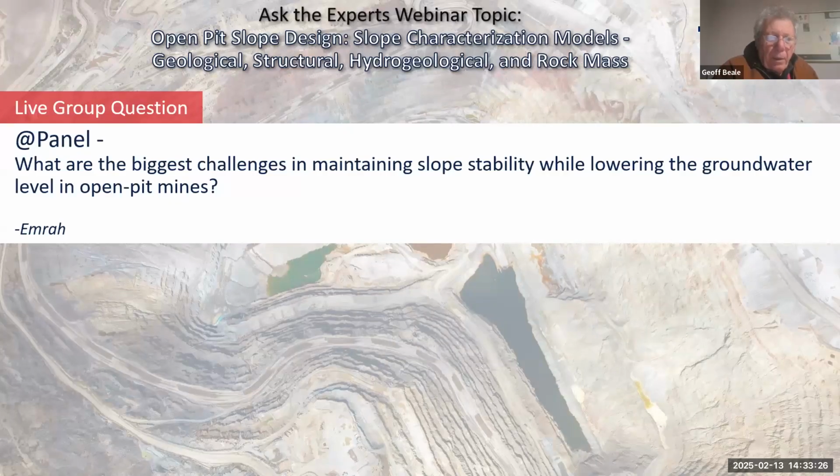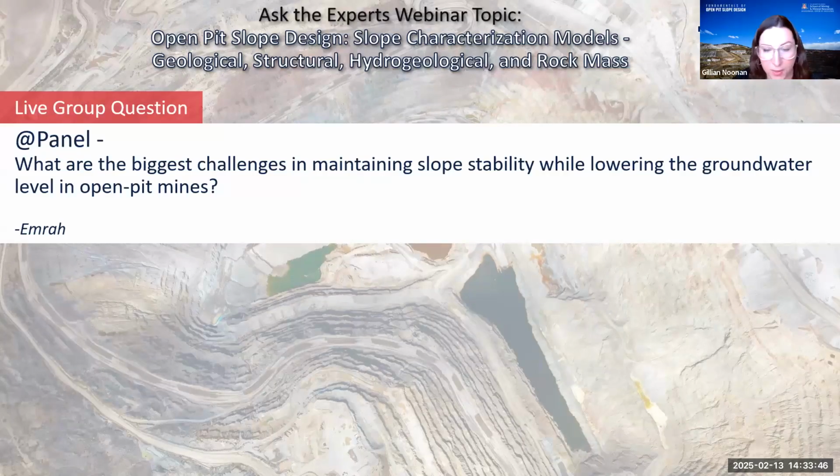So yeah, it's a contrast between the permeable units and the impermeable units, and those units are only important if they're close to the slope and therefore create a problem for instability.